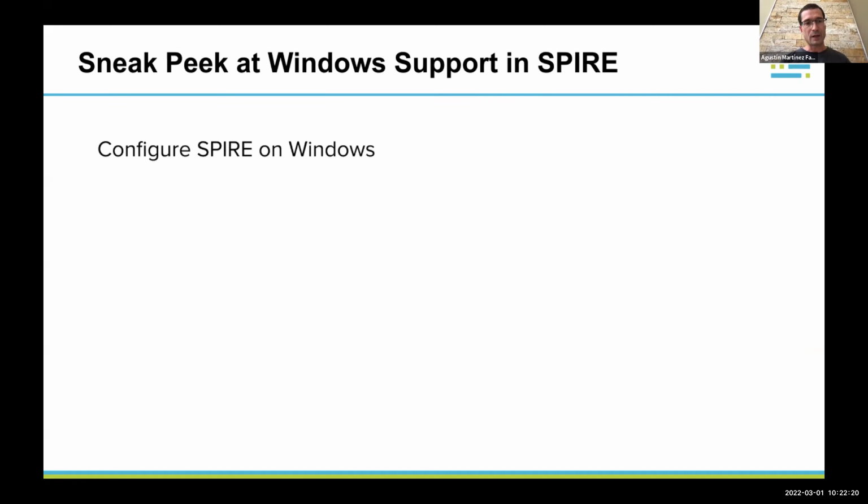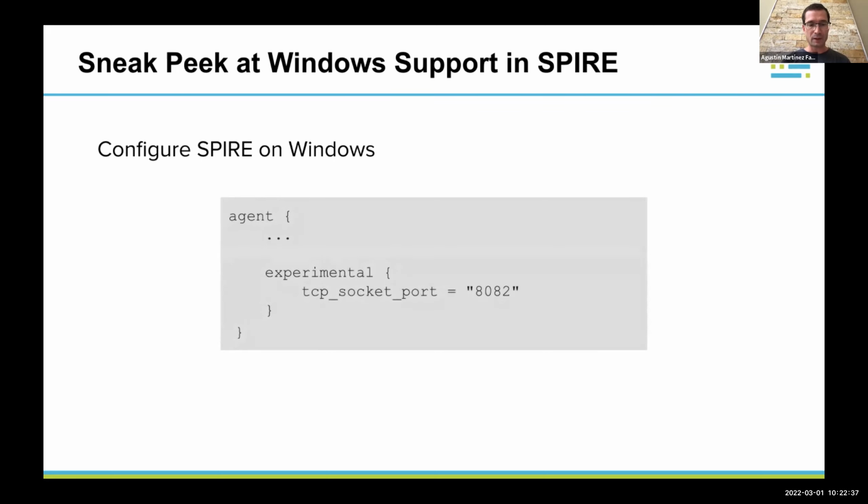So let's see. I said that we will expose the workflow API with the TCP socket on Windows. We're trying to have a consistent experience across all the platforms. So if you're already familiar operating SPIRE, running it on Windows should not have any surprising behavior.